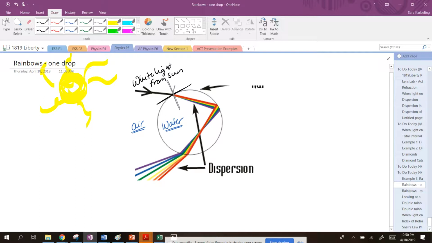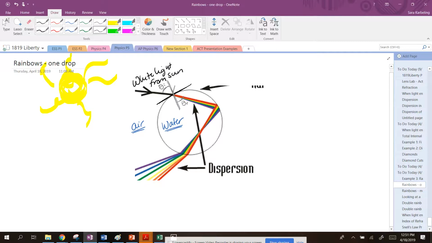Which one is more optically dense? Air or water? Water. When light goes from something less optically dense to something more optically dense, which way is it going to bend? Toward or away from the normal? Toward the normal, right? Because it's slowing down. So it's going to bend toward the normal, which is exactly what we see here. Here's our angle of incidence. Here are our angles of refraction. This happens because of, remember what it's called?